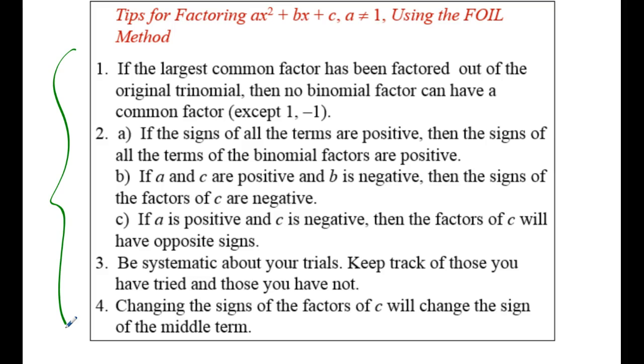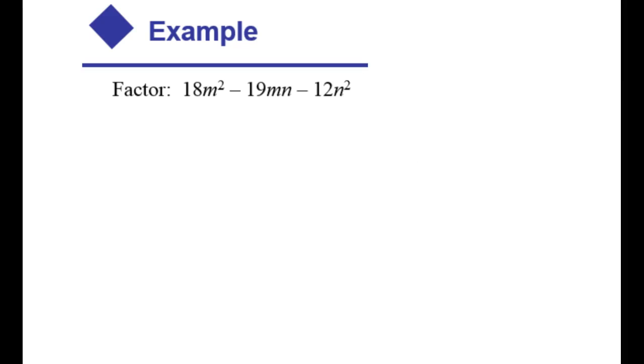You can pause the video and read through all of this, but I kind of like the method that I'm teaching you. It goes along with section 4.4 and 4.5. Let's keep going. Look for the greatest common factor first. I can't divide everything through by 2, and I've got m's and n's, and I don't have any common factors.